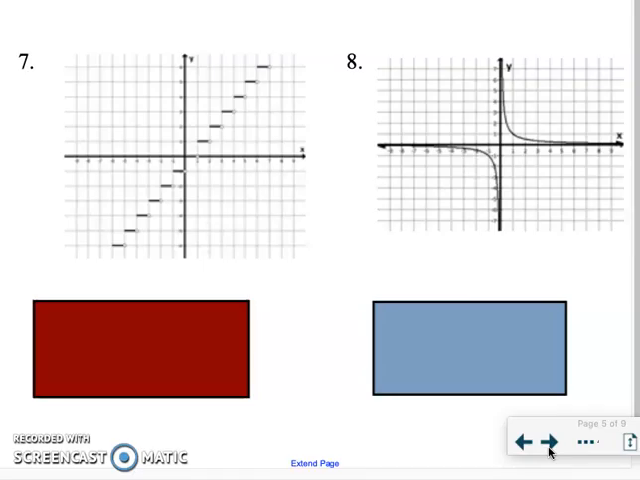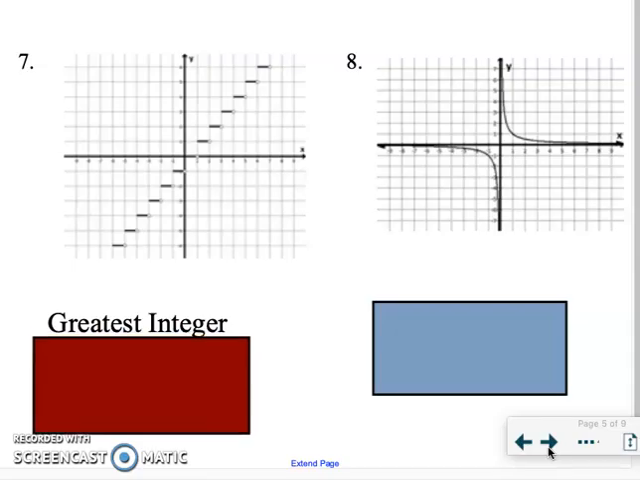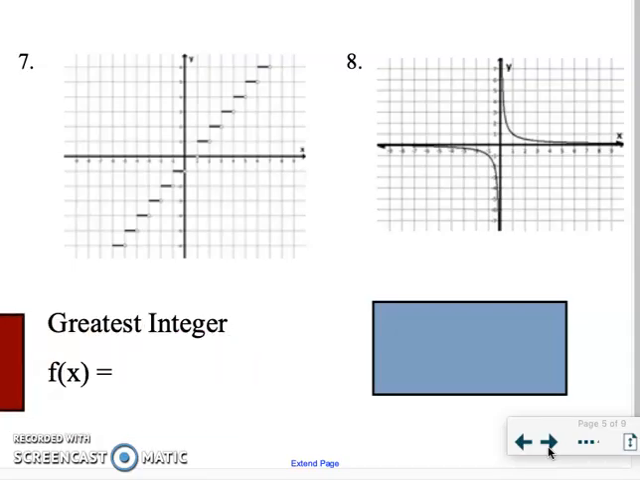Next up, this is going to be our greatest integer function. The way that we write that up, f of x is equal to the greatest integer of x. Not incredibly easy to see, but we want you to understand we have closed points on the left, open points on the right. So at the origin, closed on the left, open on the right, closed on the left, open on the right. Just so you're very clear in terms of that.